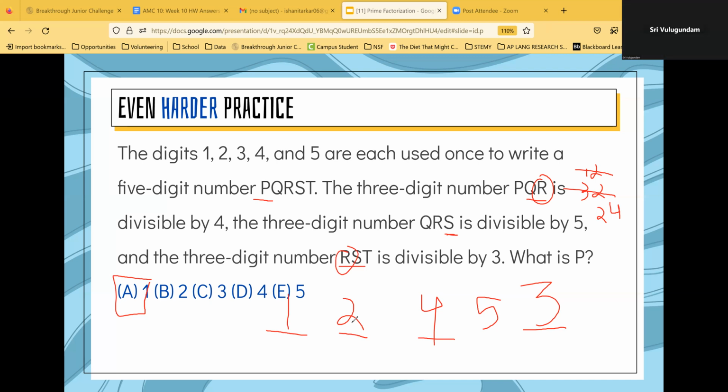I just randomly guessed. Shri guessed. Shri, was it at least an educated guess? Did you have some facts? Yes, it was educated. It's divided by 4, so 4 is not available. Then it's divided by 5, so 5 is not available. Then it's divided by 3, so 3 is not available. So it's either 2 or 1.